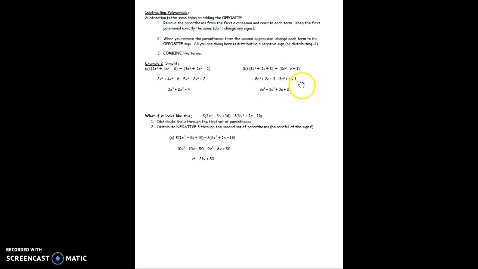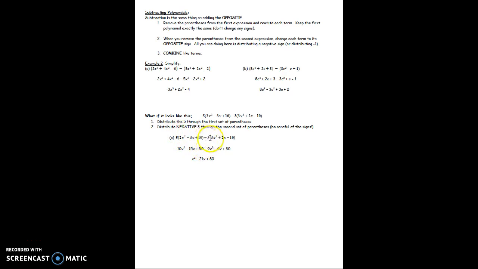Then you just combine like terms exactly like normal. Again, going in standard form. Now, switching it up a little bit, just like we did with the addition, if you have values out front of those parentheses, you do need to distribute those in first. So in the same exact way that we distributed before, I'm going to distribute that 5 through the first set of parentheses. So that's going to give me a 10x squared, a negative 15x, and a positive 50.